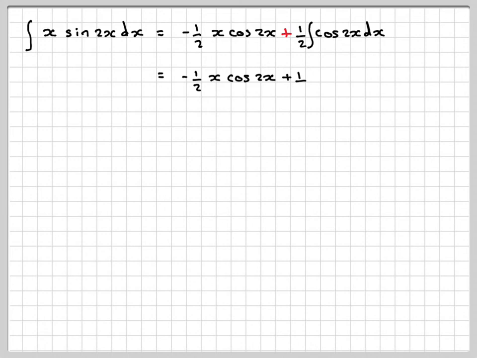Now, when we integrate this, we're going to get sine 2x, and we will get an extra 2. So without a half there, that now becomes a quarter, plus c.